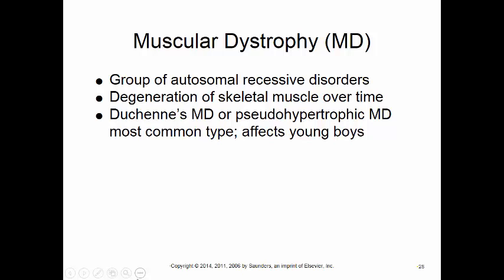The most common type can be passed down as Duchenne's muscular dystrophy, or pseudo-hypertrophic muscular dystrophy. It affects young boys. With muscular dystrophy, you really want to think about skeletal muscle, so all the muscles we can voluntarily control, including the diaphragm. With the diaphragm we can breathe in and out, and so it is a skeletal muscle, so it degenerates also.